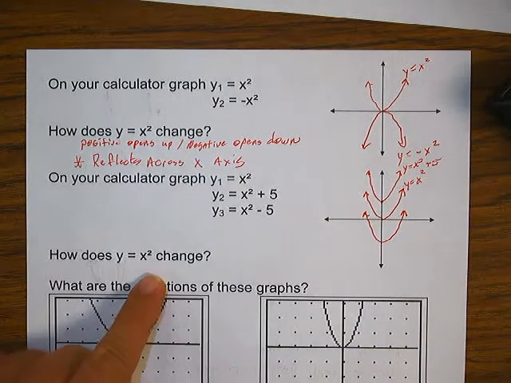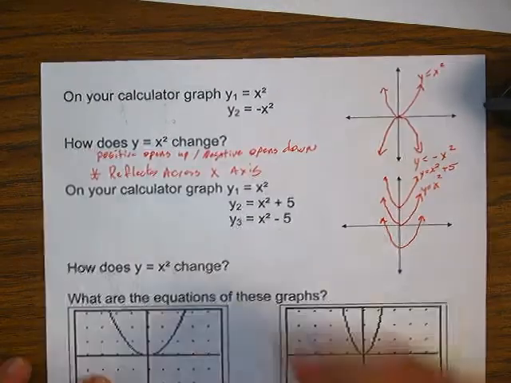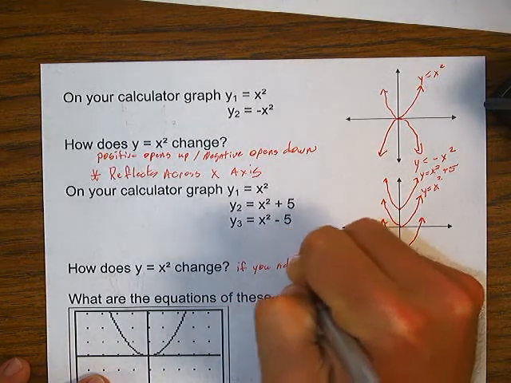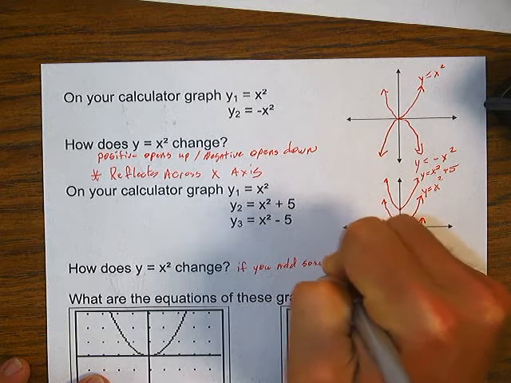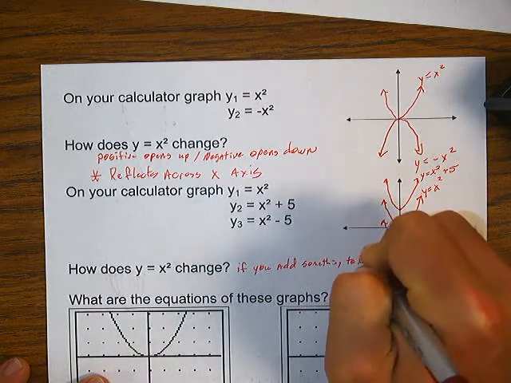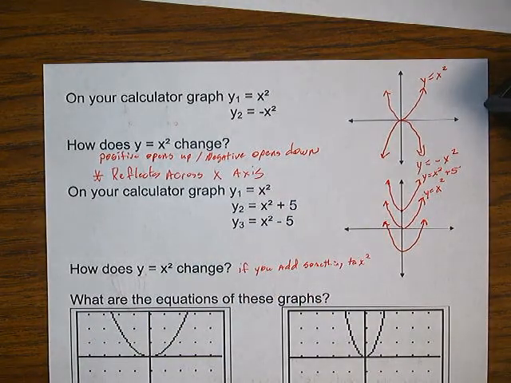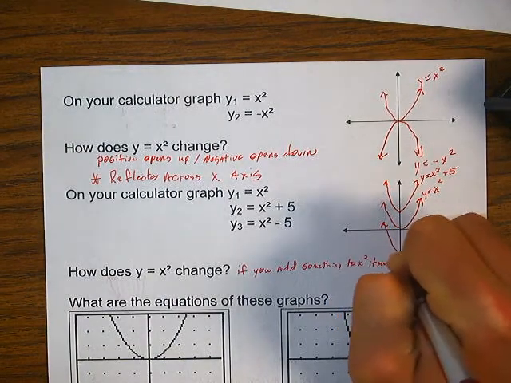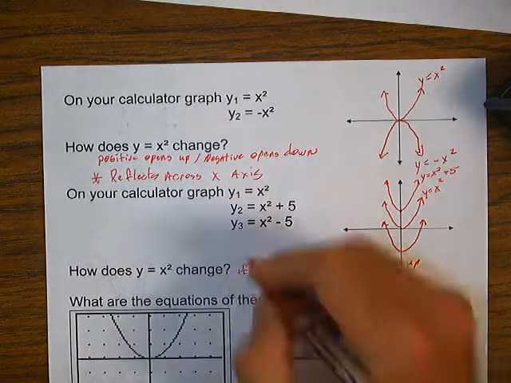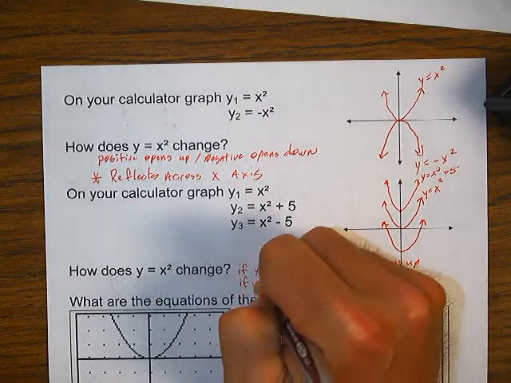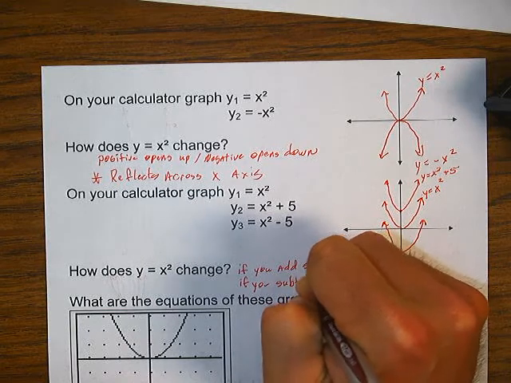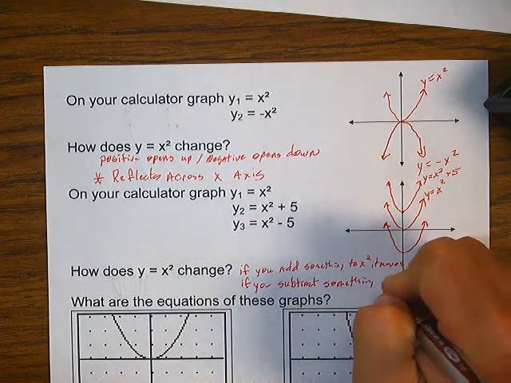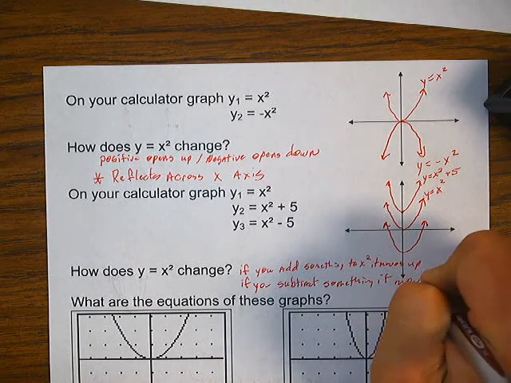Okay, so how does x squared change? If you add something to x squared, which direction does it go? Okay, it moves up. Okay, if we subtract something, it moves down.